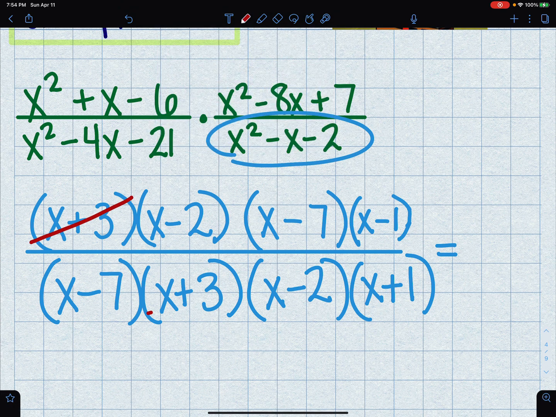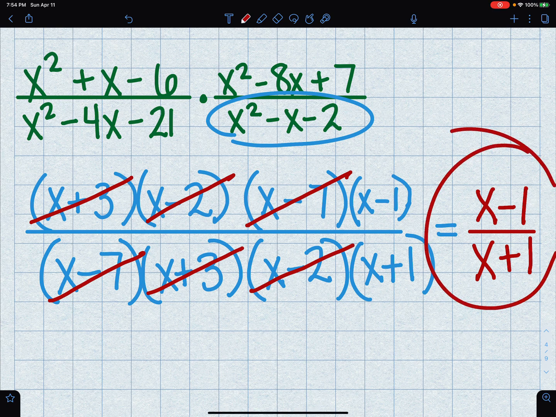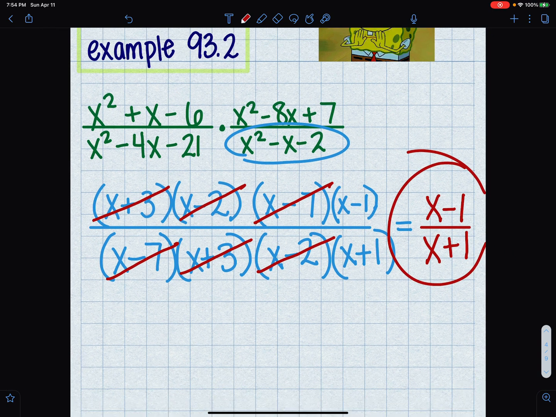X plus 3 cancels out with this x plus 3. X minus 2 cancels out with this x minus 2. X minus 7 cancels out with this one. And you can see how these are perfectly designed just for the algebra student like you. We end up with x minus 1 on top, x plus 1 on the bottom. Sweet, that's the answer. Another super satisfying problem.